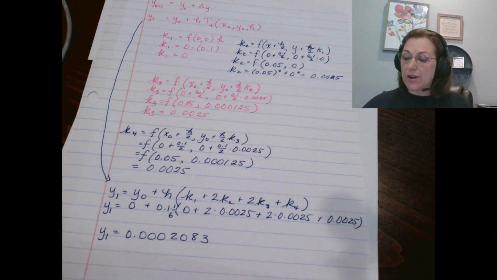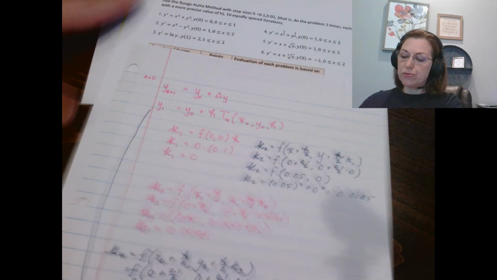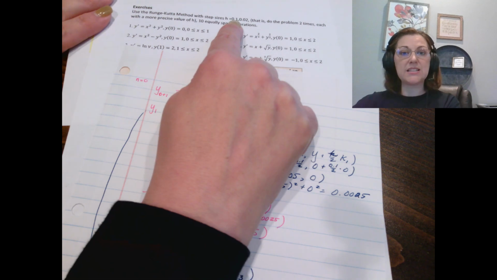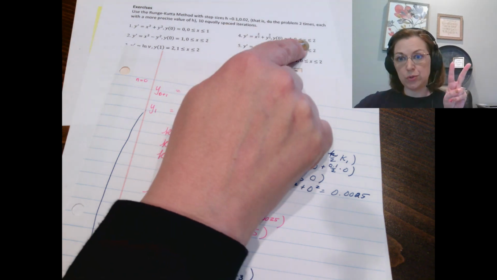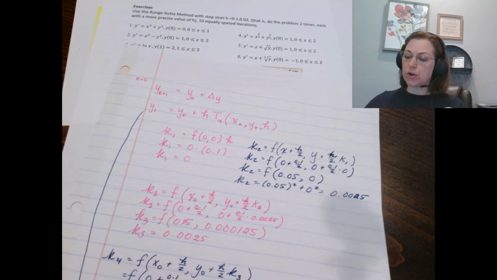Now, if you want to set up the rest of the problems in this assignment using Excel, I totally understand that. Please know that you are using step sizes here and you're only doing 2 iterations for each one of them, but there are 6 to work through.